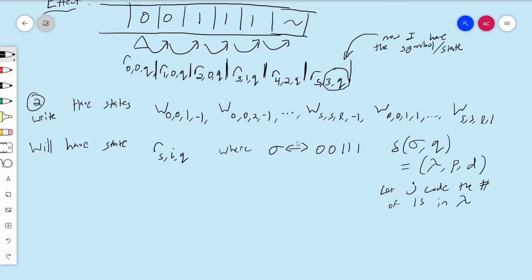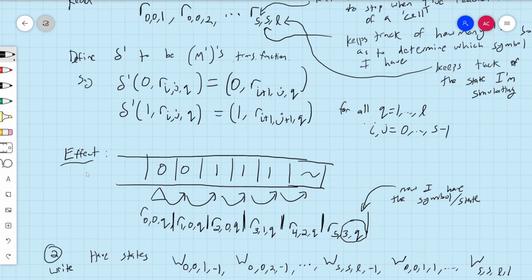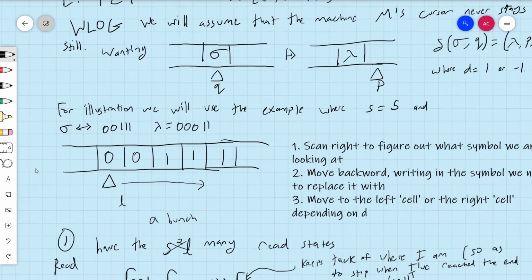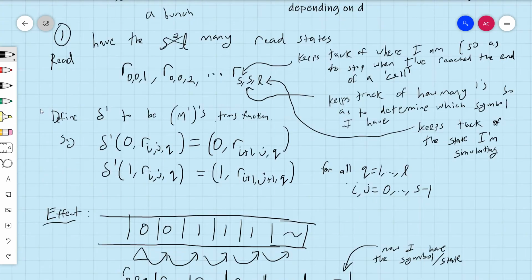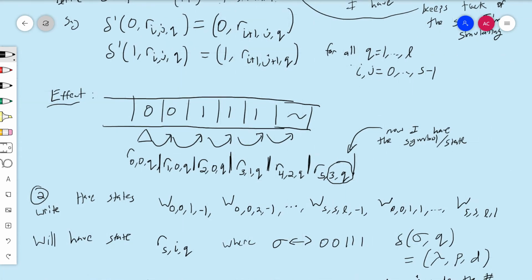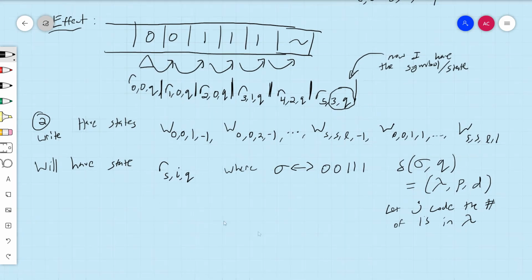So if I set up here that lambda, in the example, I was going to do sigma 0, 0, 1, 1, 1, lambda 0, 0, 0, 1, 1. So then J would be 2. So I would kind of want to transition from 3 to 2 based on the 3. I would have a 3 here, and that would tell me to transition to a 2. So what I want to do is transition to a write phase while moving left, and put a J here and a P here.